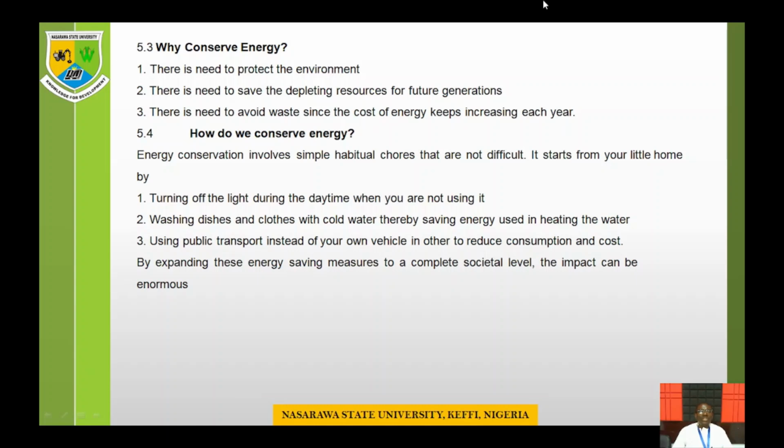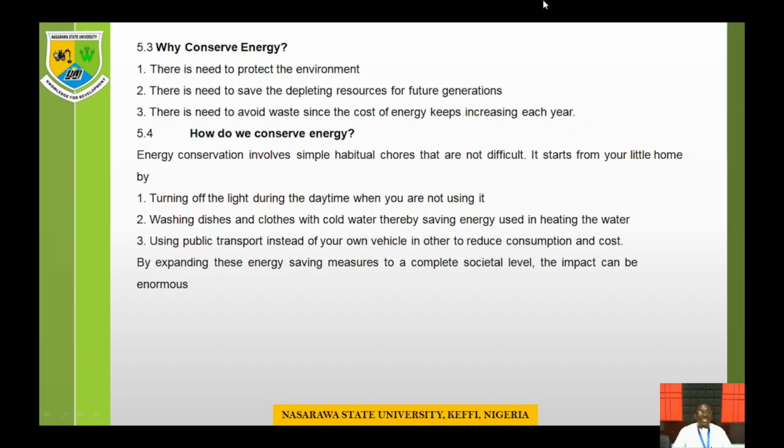Now, how do we conserve energy? Energy conservation involves simple, habitual chores that are not difficult. It starts from your little home by, 1. Turning off the light during the daytime when you are not using it. 2. Washing dishes and clothes with cold water, thereby saving energy used in heating the water.